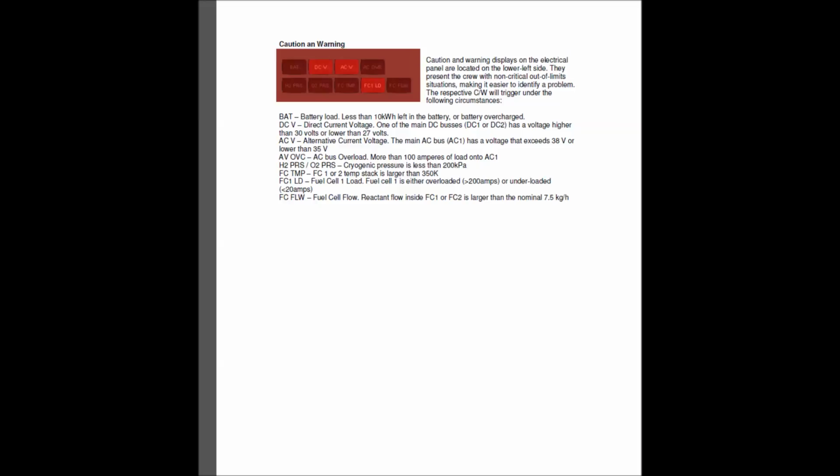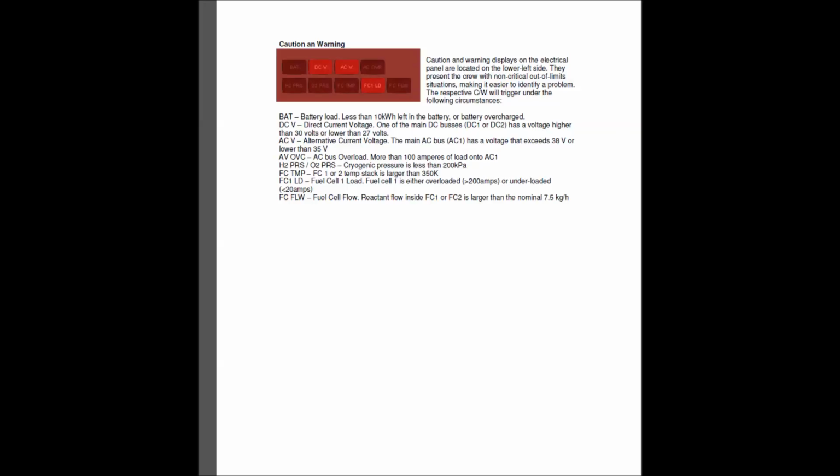BAT, battery load: less than 10 kilowatt hours left in the battery, or battery overcharged. DCV, direct current voltage: one of the main DC buses, DC1 or DC2, has a voltage higher than 30 volts or lower than 27 volts. ACV, alternating current voltage: the main AC bus, AC1, has a voltage that exceeds 38 volts or is lower than 35 volts. AC OVC, AC bus overload: more than 100 amperes of load on AC1.